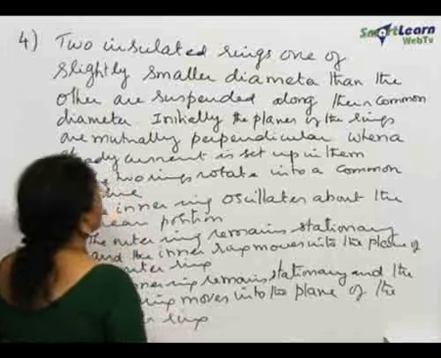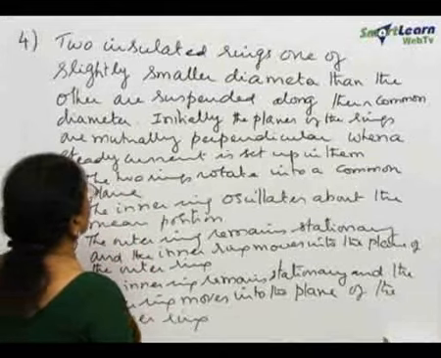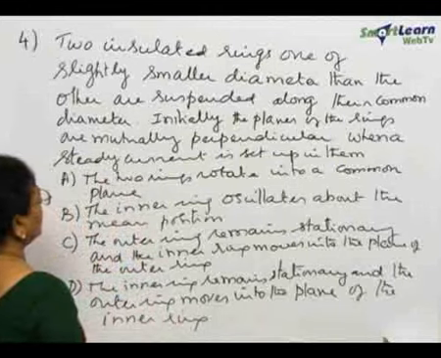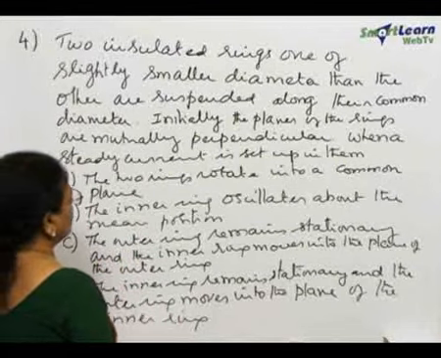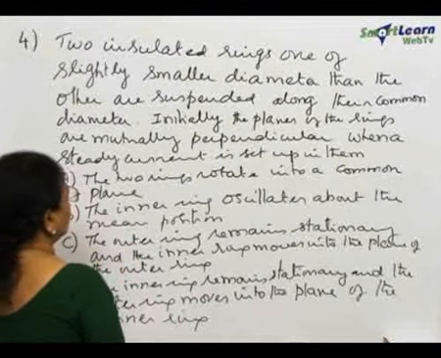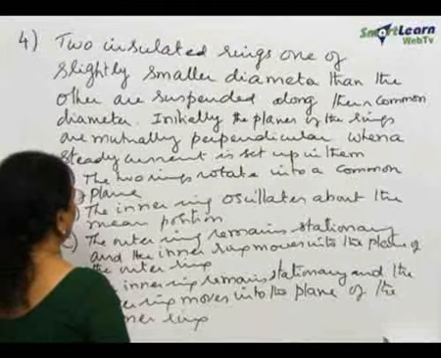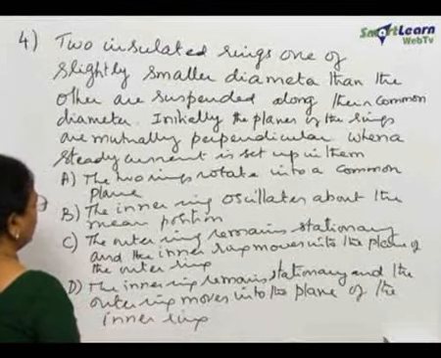Problem 4. Two insulated rings, one of slightly smaller diameter than the other, are suspended along their common diameter. Initially, the planes of the rings are mutually perpendicular. When a steady current is set up in them, four options are given.